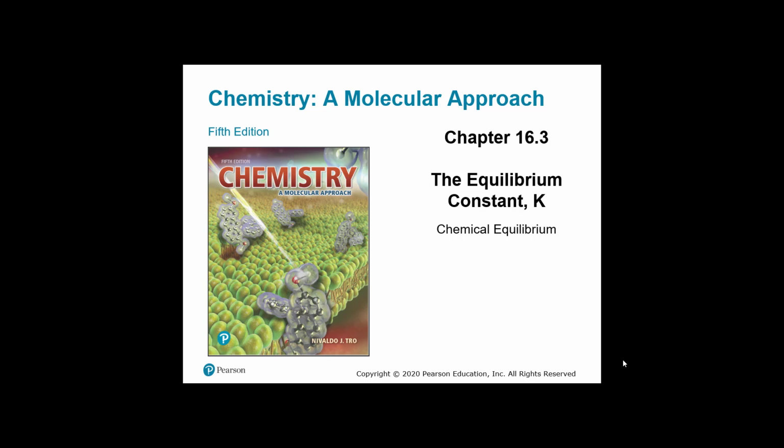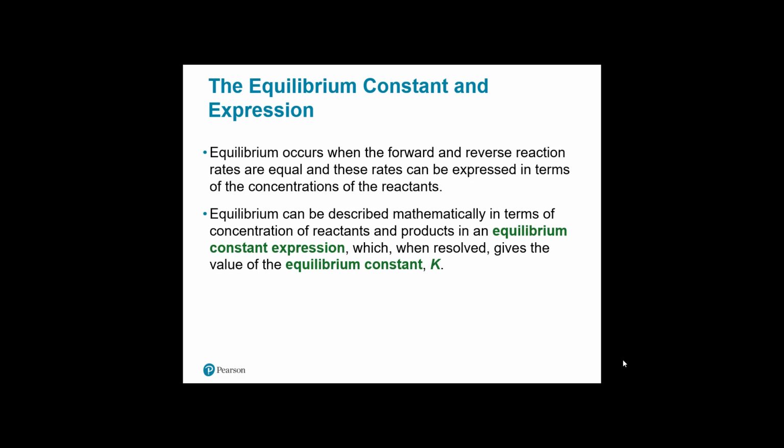This is the equilibrium constant. So the equilibrium, as we've discussed before, is when the forward reaction rate is equal to the reverse reaction rate, and it's expressed in terms of concentration of the reactants. However, it's in terms of the concentration of reactants and products at the equilibrium, not at the initial. So we need an equilibrium constant, a numerical value that will help us understand where the reaction lies.